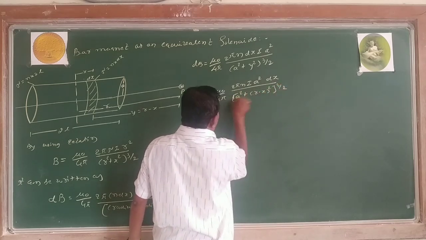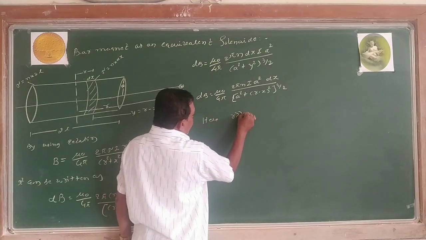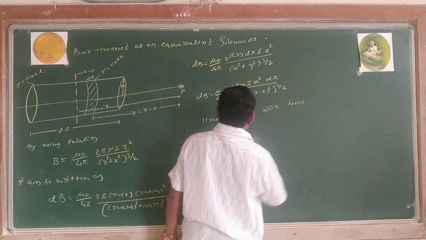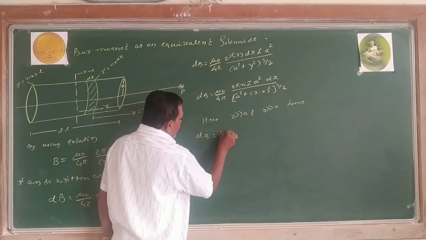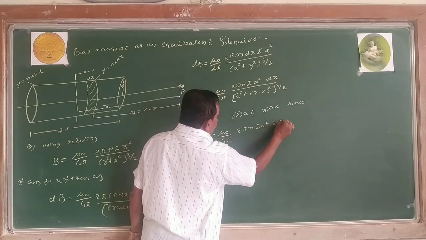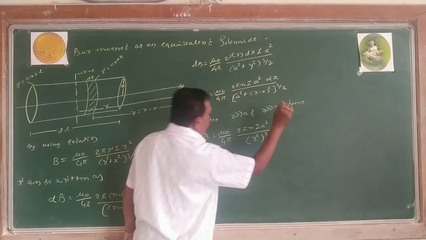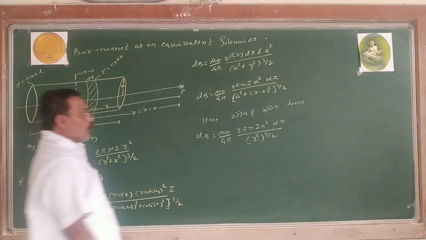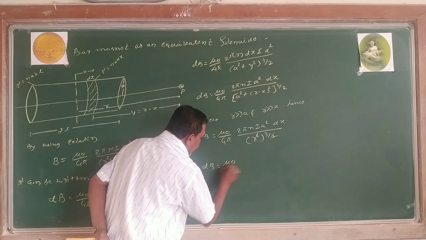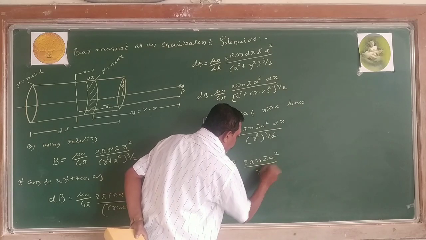See the steps. Here r is far greater than a and r is far greater than x. Hence neglect both, so dB equals 2 pi n I a square dx, neglecting a and x, divided by r square to the power 3 by 2. Then dB equals mu naught divided by 4 pi, 2 pi n I a square by r cube into dx.